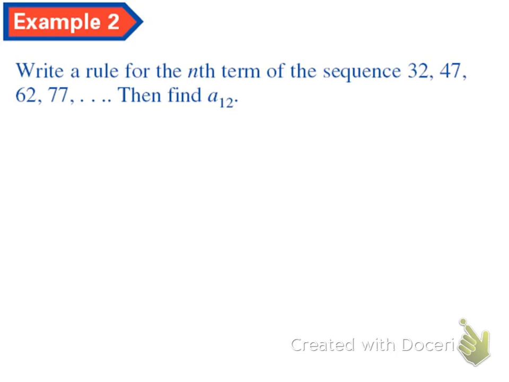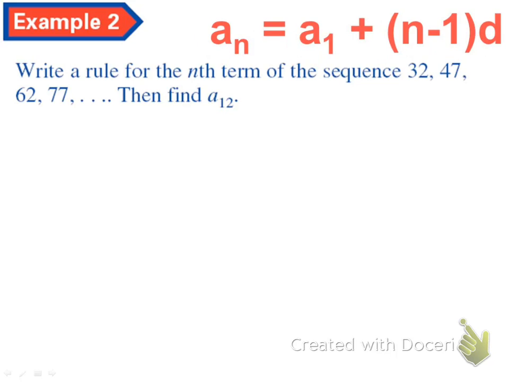Let's look at an example. Here in example 2, we want to write a rule for the nth term of a sequence. If this is an arithmetic sequence, remember, we would use the rule that any term is equal to the first term plus n minus 1 times that common difference. So the first thing that we want to see is, is there a common difference? So we subtract 77 minus 62, and we find that that difference is 15. 62 minus 47, again that difference is 15. 47 minus 32, that difference is 15. So we know that there is a common difference of 15.